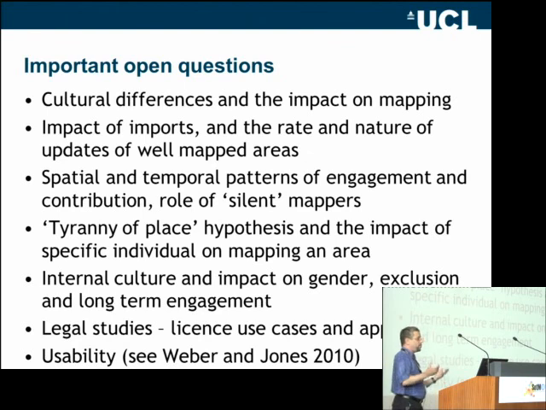There is the impact of imports, which is something that is going on. It's both organizational, in terms of the updates, but it can also be asked about a well-mapped area. So what happened to an area that is very well mapped? Is it dependent on a specific person, or does it get updates from new people that are joining in? There are, therefore, questions about spatial and temporal patterns of engagement and contribution, and the role of silent mappers.